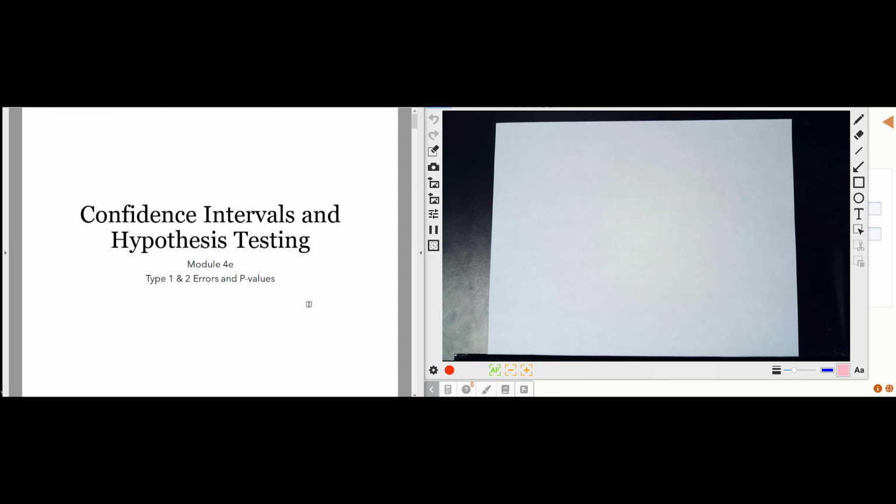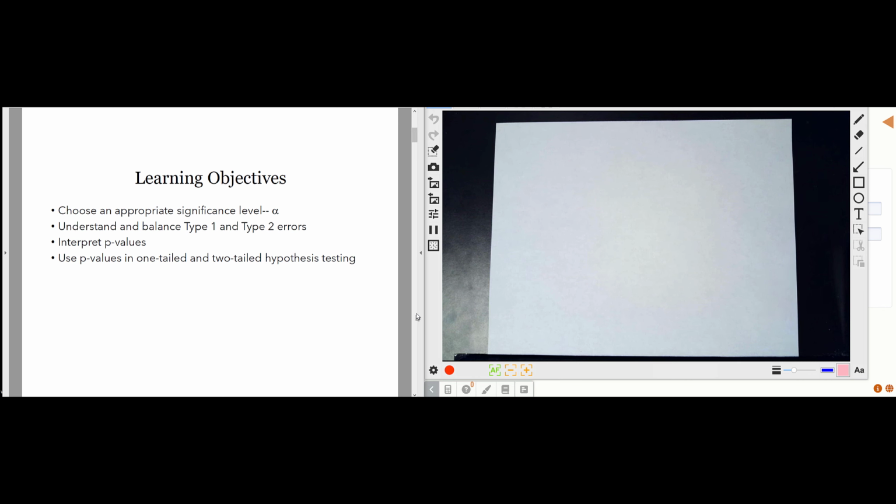Okay, welcome to week 5. In Module 4e, we're going to take a look at errors that occur during hypothesis testing. These have the not very informative names type 1 and type 2 errors. We're also going to take a look at what are called p-values and describe what those are about.